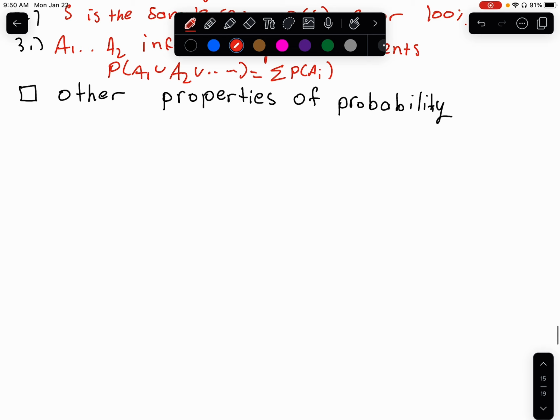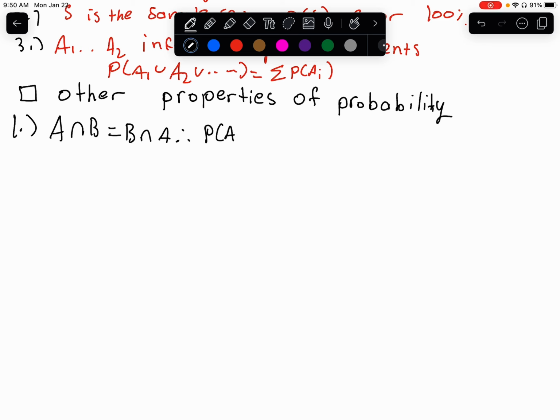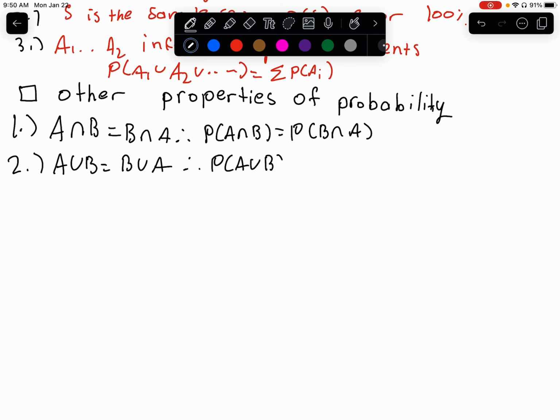Other properties we can include. Our first property: A intersection B equals B intersection A. Therefore, the probability of A intersection B equals the probability of B intersection A. Our second one: we have A union B equals B union A, which we can conclude as a therefore statement, the probability of A union B equals the probability of B union A.